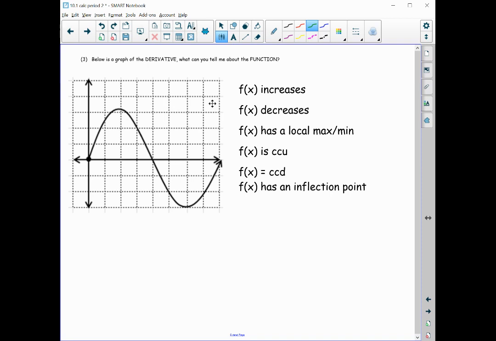So if we look at this one, below is a graph of the derivative. So this is f prime of x, okay? What could you tell me about the function? So go ahead and pause me, answer these questions and unpause me, and I'll go through the answers for you.